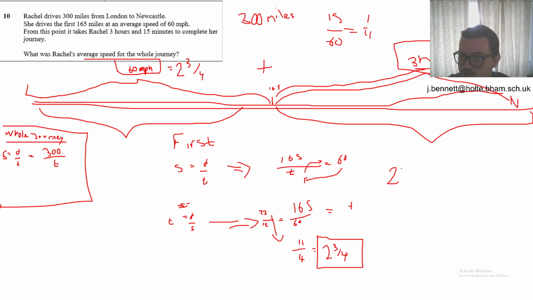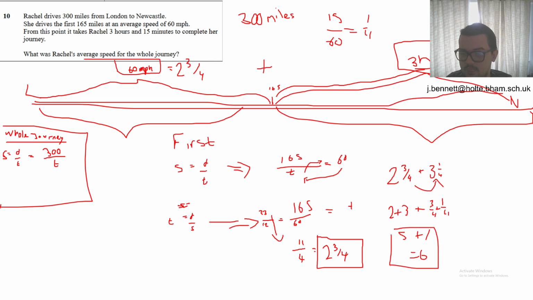So we have 2 3/4 plus 3 hours and 1/4. Let's get the 2 and the 3 by itself, and then the 3/4 and the 1/4 by itself. 2 plus 3 is 5. 3/4 plus 1/4 is 4/4, which is the same as 1. Equals 6. So the time is 6 hours.